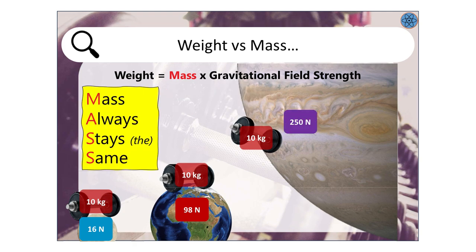One way to remember it, if you spell out the word mass, mass always stays the same. No matter where you are, mass remains constant. The weight, however, can change, and it depends on how strong the gravitational field strength is.